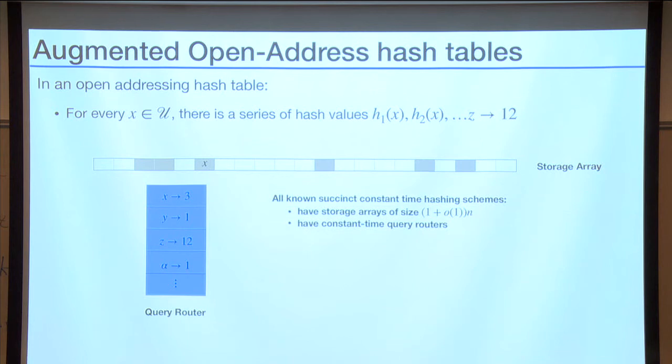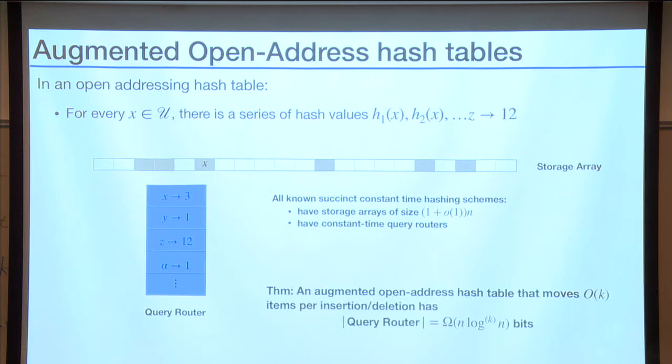And so all known succinct hashing schemes use augmented open addressing. They all have storage arrays of 1 plus little o of 1 times n. And they all have constant time query routers. Okay, so the theorem we prove, the lower bound we prove, is that any augmented open addressing hash table that moves big O of k items per insertion and deletion has a query router of size at least big omega of n times the kth iterated log of n bits.